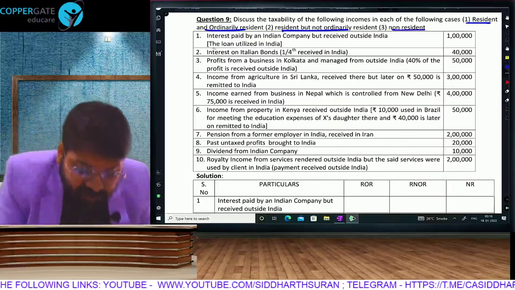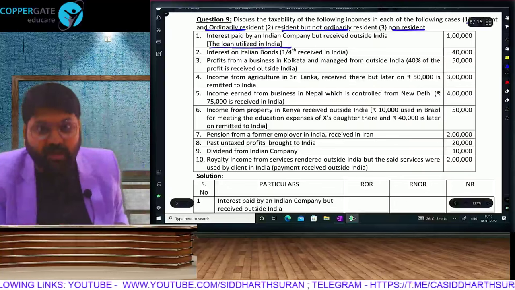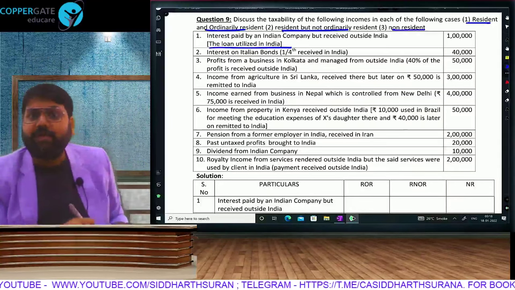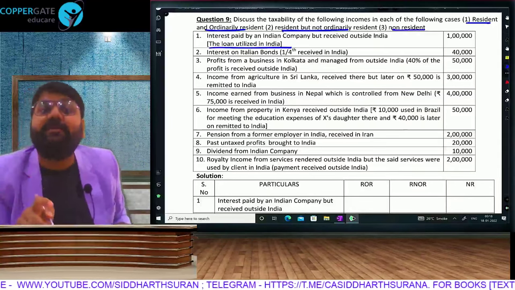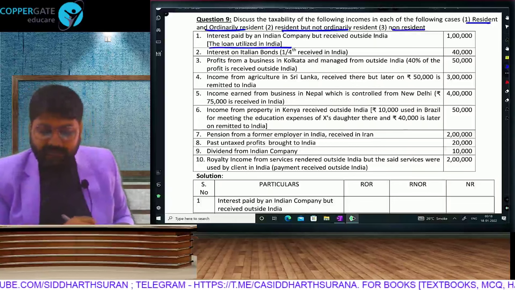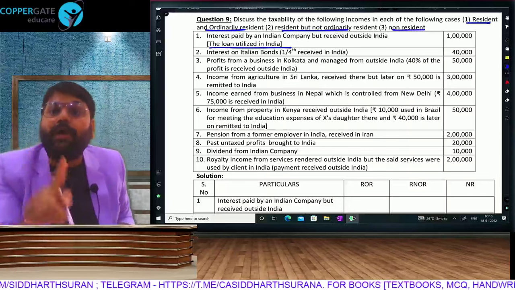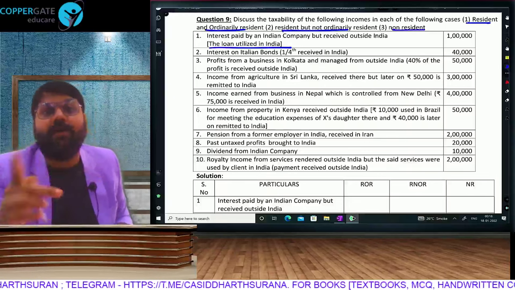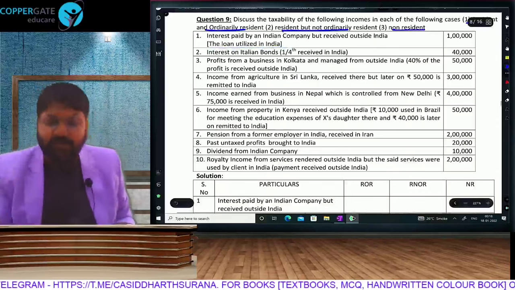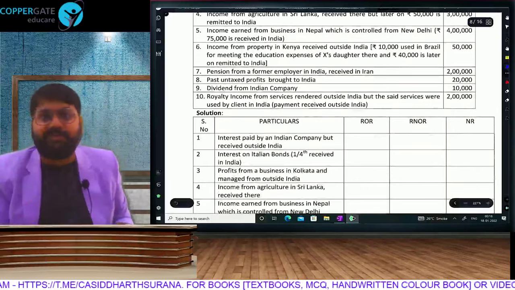Ladies and gentlemen, this one line has got massive impact. Do you understand? How? If the loan is utilized in India, that means this income is deemed to accrue or arise in India. If the income is deemed to accrue or arise in India, that means this income will be called Indian income or foreign income? Indian income. And if it is Indian income, then it will be taxable in which out of the three columns?